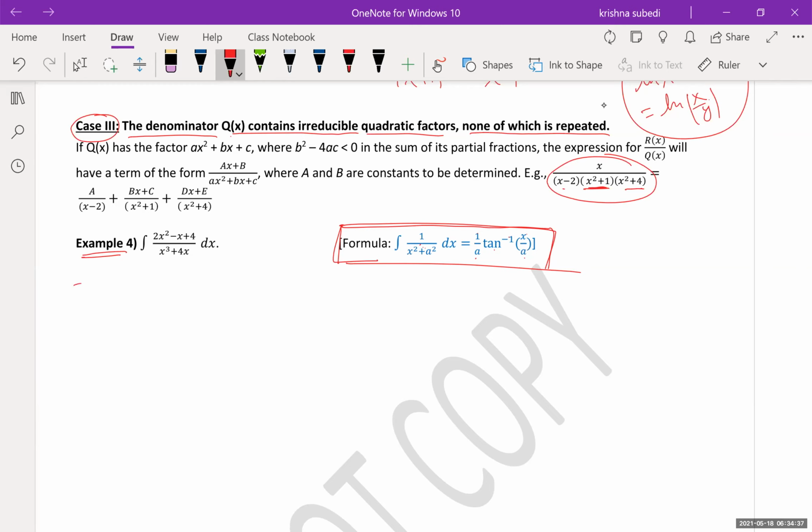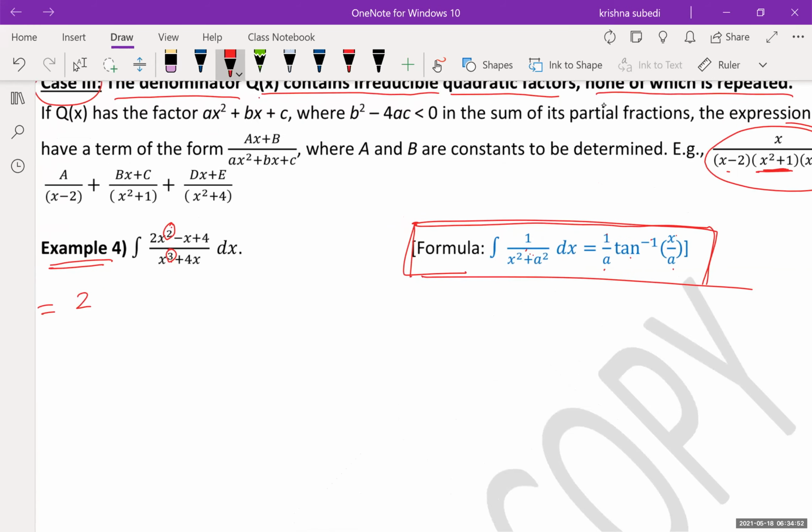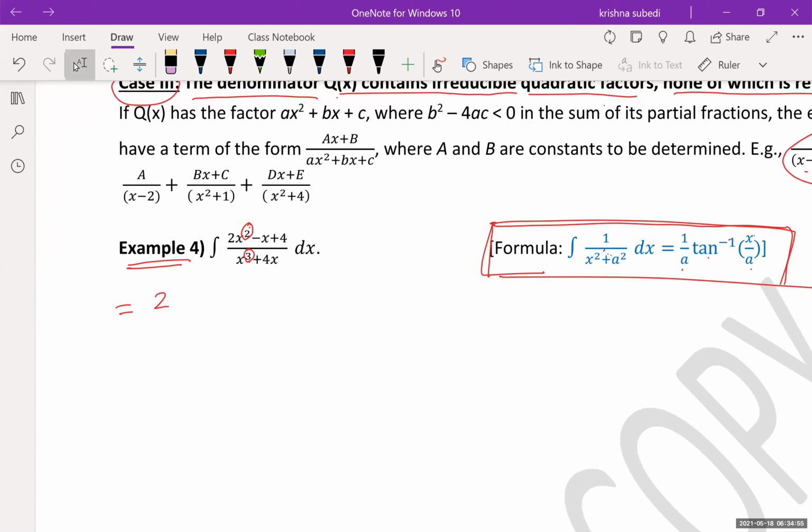Now, in this example, let us look at that. The degree is 2 in the numerator and the degree is 3 in the denominator. So this is a proper fraction. We don't need to do the division. The top part is smaller than the bottom, so no division. Let me just copy that: 2x squared minus x plus 4 can be written over x times (x squared plus 4).